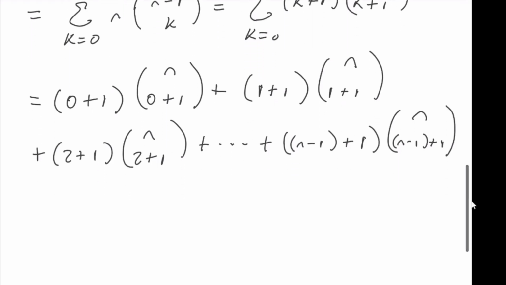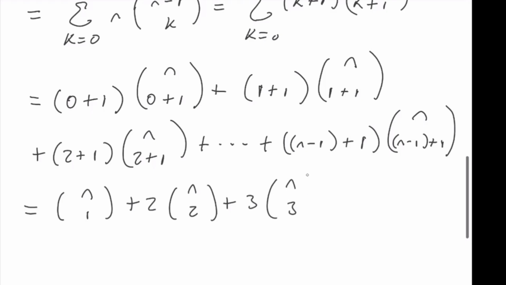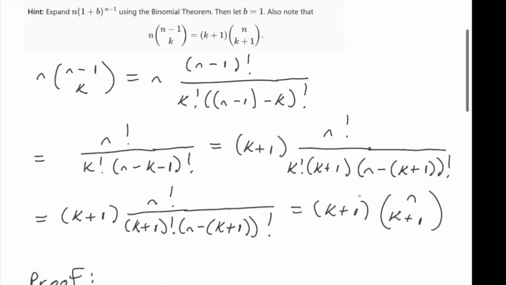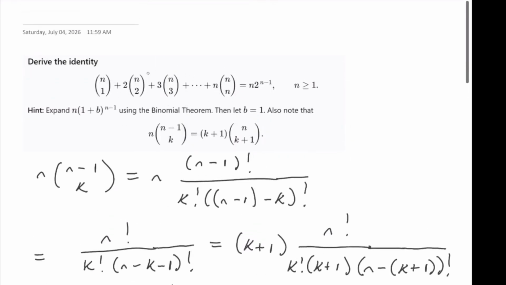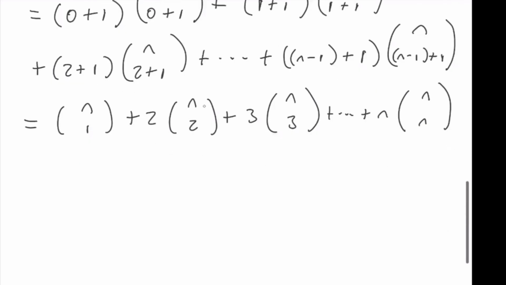And then we can rewrite the terms of this series. 0 plus 1 is 1, so it's just going to be n choose 1 plus 2 times n choose 2 plus 3 times n choose 3 plus dot dot dot plus, in this case, n minus 1 plus 1 is n, so n times n choose n, which is exactly what we wanted to show. We wanted to show that n times 2 to the n minus 1 is equal to this sum here, which is what we got using the binomial theorem.